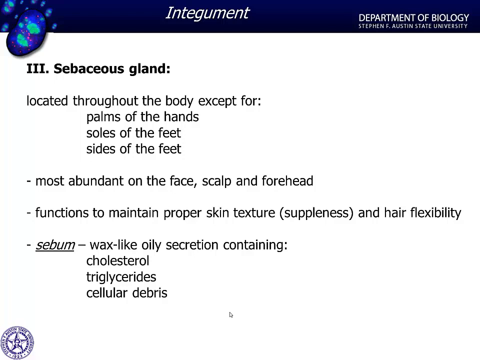Now, sebaceous glands are present not for any thermal regulation, not for the production of odor, but they are present to help condition the skin and condition the hair follicles. And so sebaceous glands are located throughout the body except where we have our thick skin. We're going to find them most abundantly on the face, the scalp, and the forehead. And unfortunately, during puberty, that's where we really have problems with acne, and that's because of infected sebaceous glands.